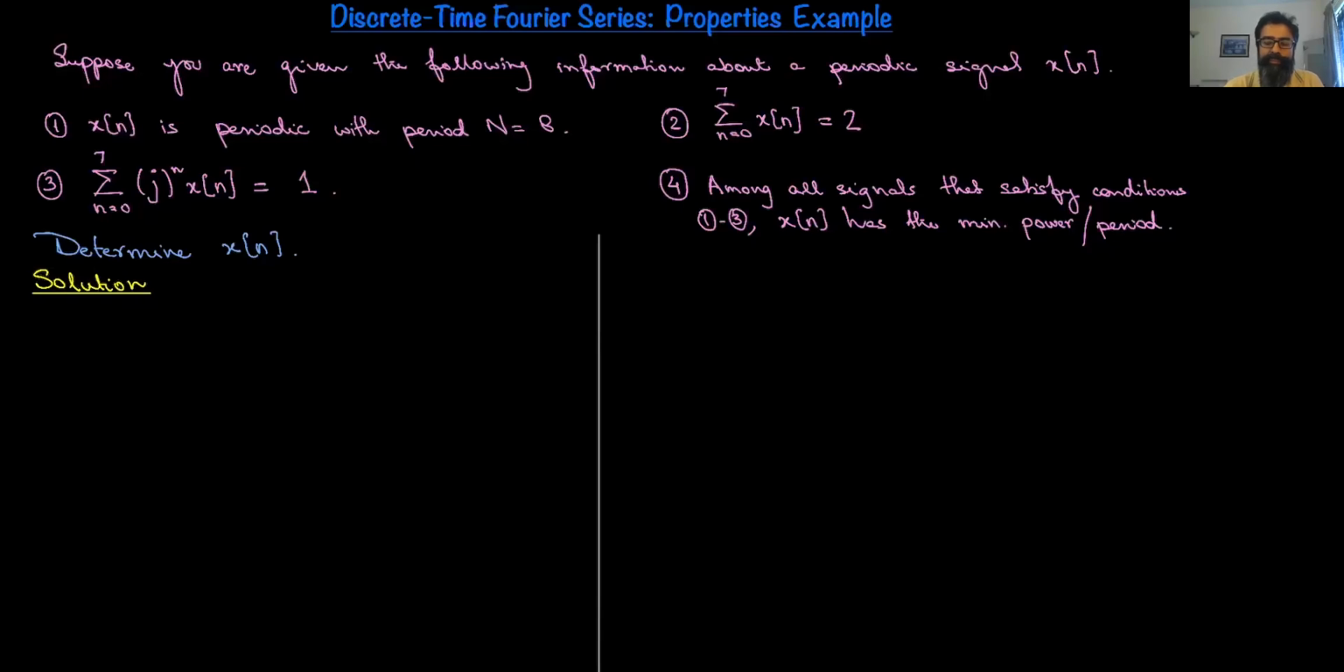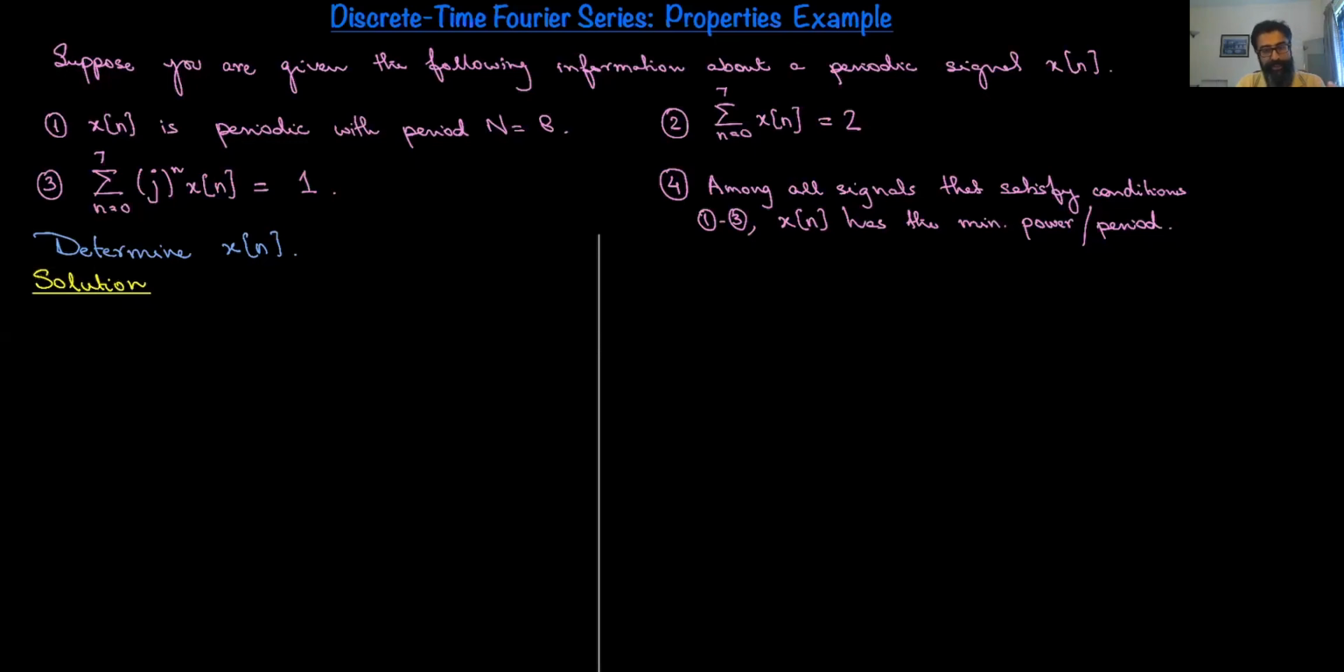So let's do another example, which tries to clarify concepts that we've talked about for properties of discrete time Fourier series. This problem statement lets us take a few moments to try to absorb what the statement really is.